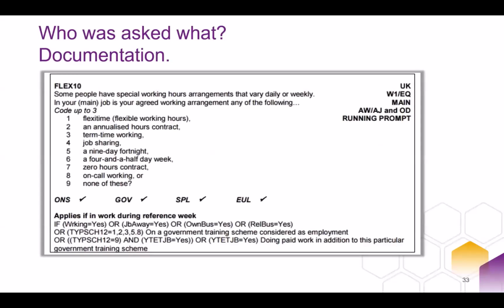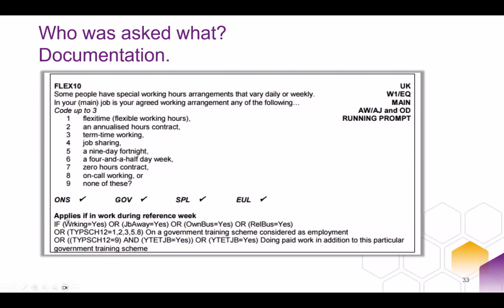So this is an example of a variable called flex10 from the labour force survey. This relates to what's called special working arrangements, things like working part-time, flexi time, etc. You can see the exact wording of the questionnaire here. So in your main job, is your agreed working arrangement any of the following? And then the respondents would choose their answer.